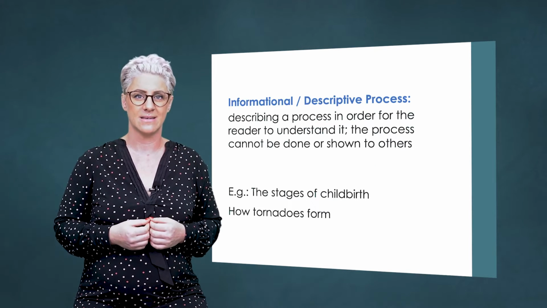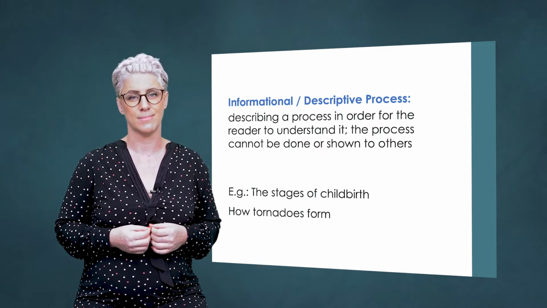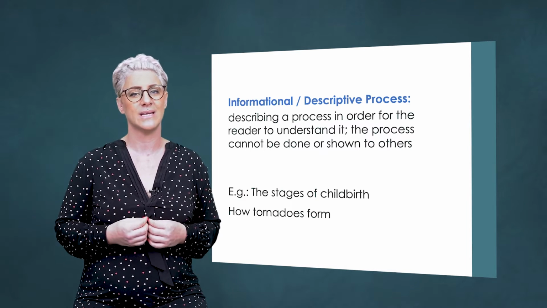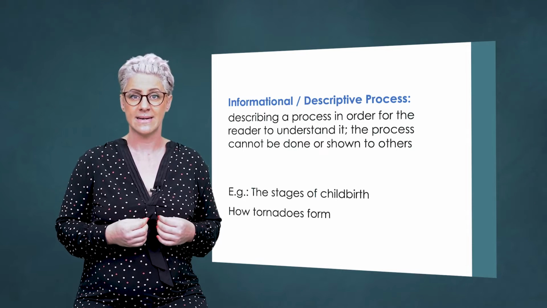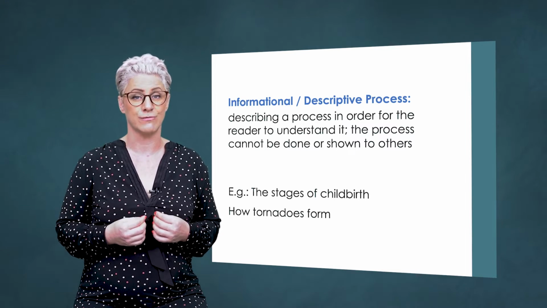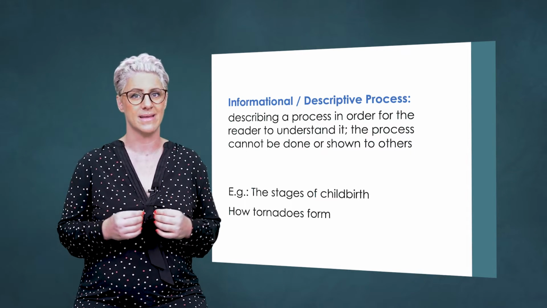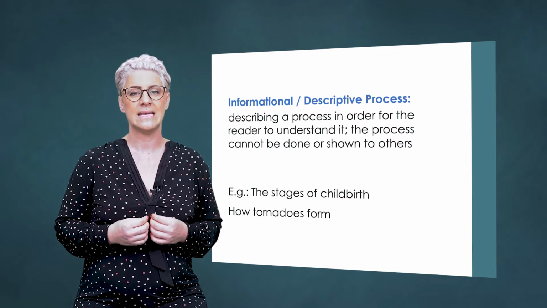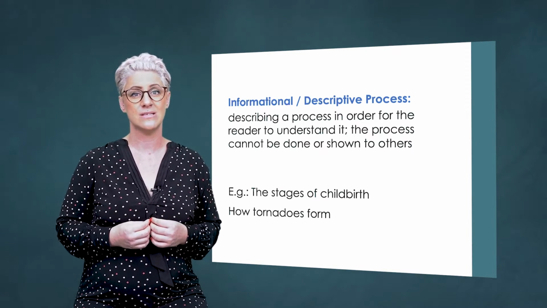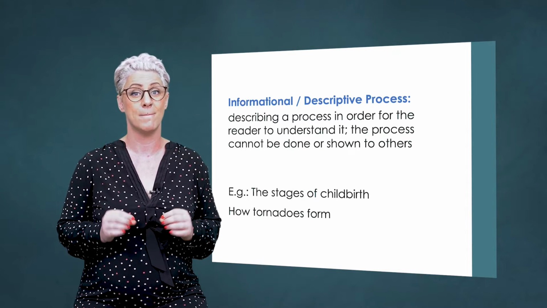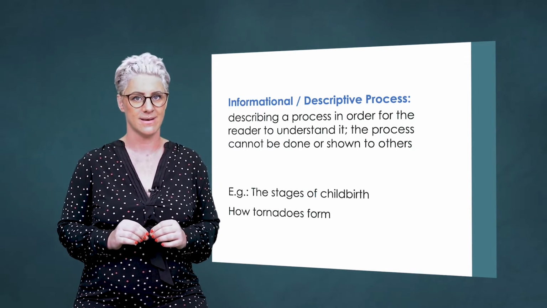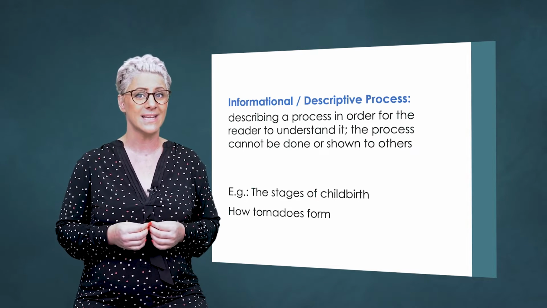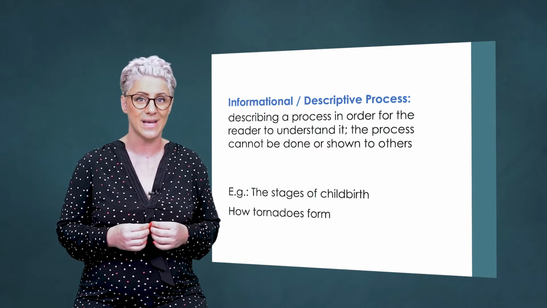The other type is the informational or descriptive process. This form of the informational process is more common in academic writing. Here, you are not giving the reader instructions to follow. You are simply describing a process in order for the reader to understand it. In the informational process, the stages or steps can be described, but the process cannot be done or shown to others. You can describe them, you can understand them, but you cannot do or show them.